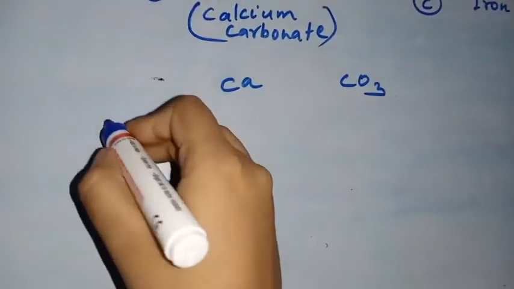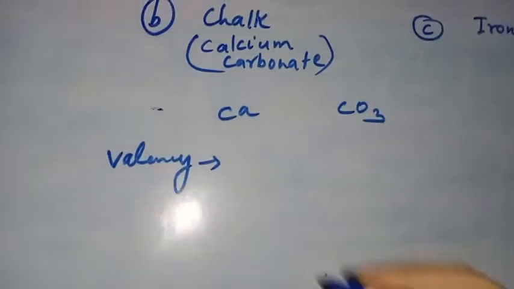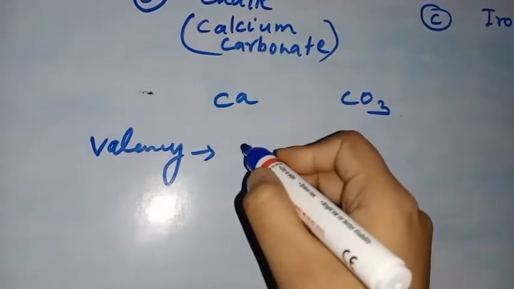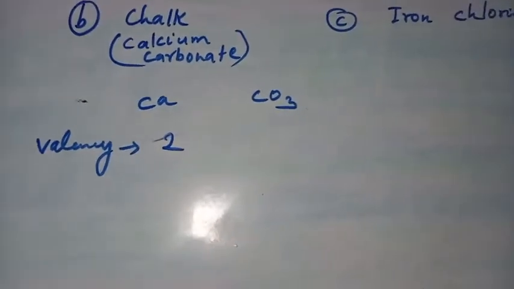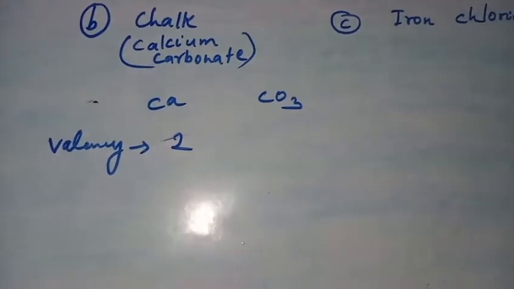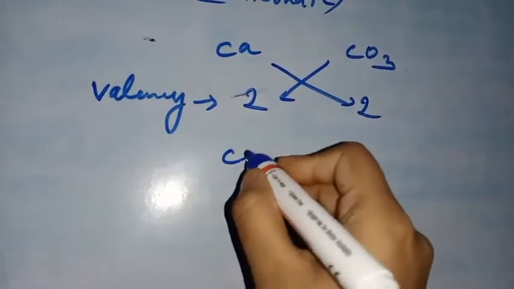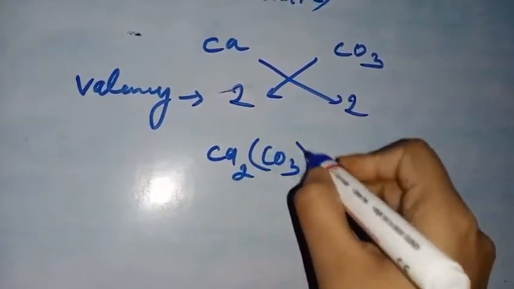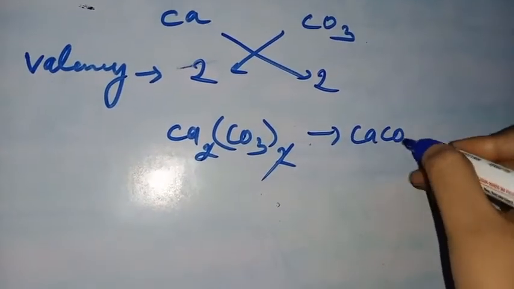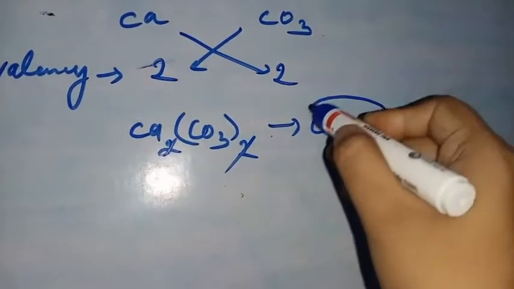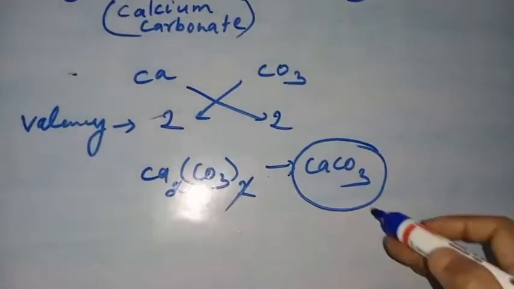If you see the valency, the net charge on the calcium ion is +2, and the net charge on carbonate is -2. So the valency will be 2 here. So we will do the cross and we will get Ca2(CO3)2, and when we simplify it, we will get CaCO3. So the chemical formula of chalk is CaCO3, or the chemical formula of calcium carbonate is CaCO3.